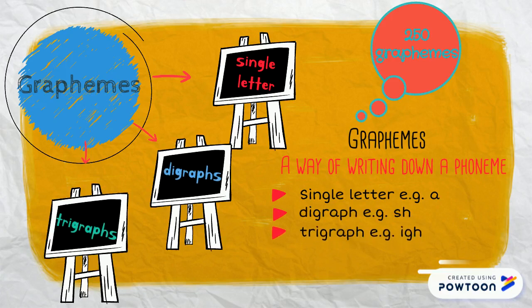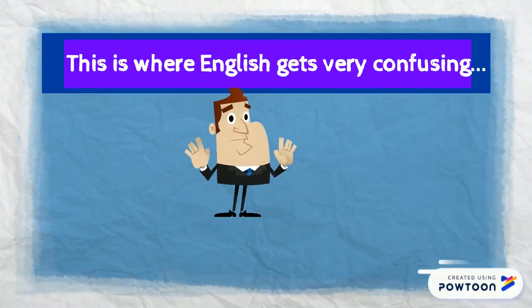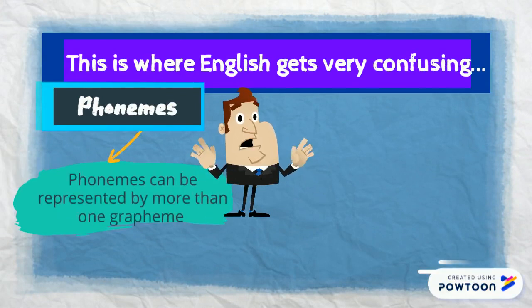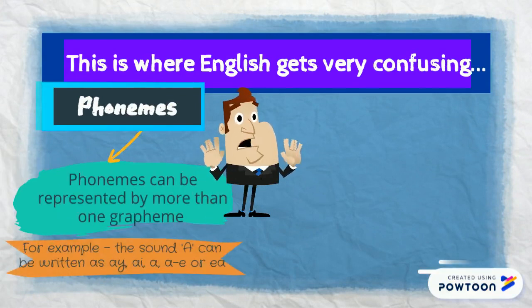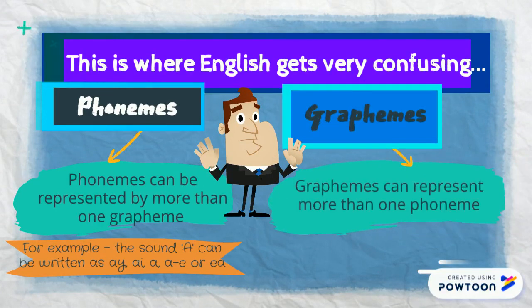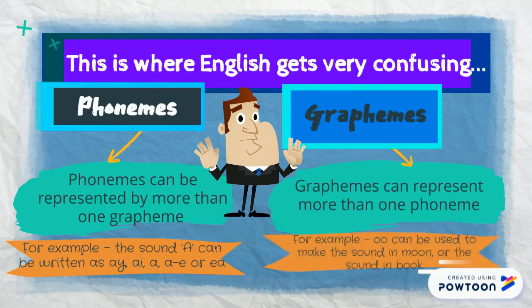Then we teach trigraphs. What makes English so confusing is the fact that phonemes can be made with more than one grapheme, such as A can be made using AY, AI, A, or several others. And one grapheme can make more than one phoneme. For example, double O can say oo as in moon, or as in book.